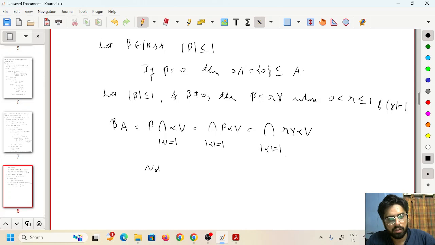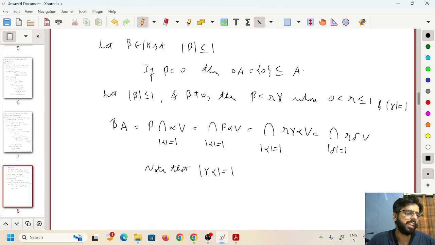Note that mod gamma times alpha is equal to 1, right? So we can change this index, right? Multiplying by gamma will again cover the whole unit sphere. Here we are taking the intersection over the entire unit sphere. So by multiplying by gamma, we are again covering the whole unit sphere. So this is nothing but the intersection over mod delta equal to 1 of R times delta times V, right? We are not changing the indexing set, we are just changing the index, right? The index is the unit sphere.